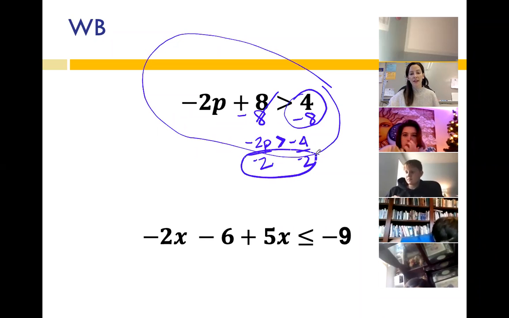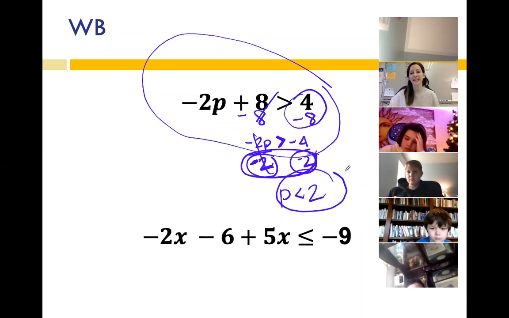So some of you caught this, some of you didn't. Some of you did all of the right steps, but you didn't flip the inequality symbol. When you divide by a negative, you have to flip it. So some of you wrote p is greater than 2, but it should be p is less than 2. So be very, very, very careful that you flip that symbol.